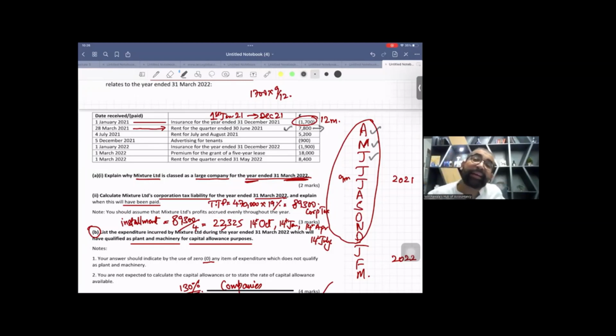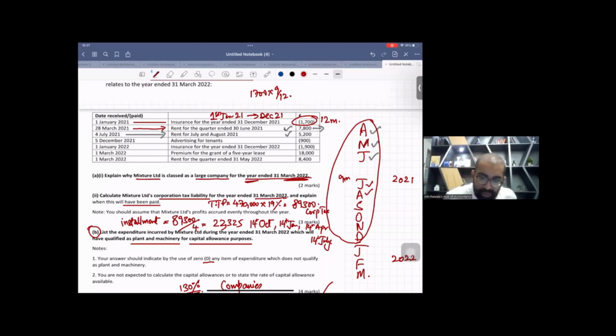Although it was paid last year, we are not working on cash basis. We are doing accrual basis. Please don't sleep. Then on 4th July 2021, rent for July and August. I've written June 2 times, sorry, that's my mistake. July and August also fall in our accounting period, so we'll take the complete 5,200 as rental income.